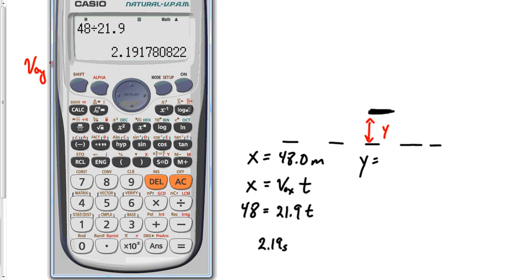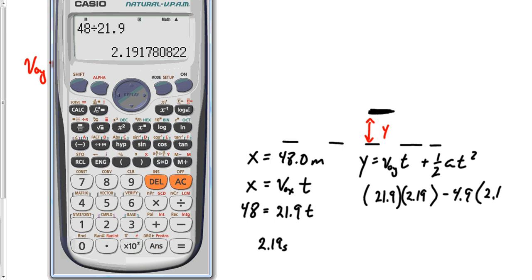How high? I'm just going to go straight for my second equation: VOYT plus 1/2 AT squared. This one's on our physics team stuff all the time. Let's see, 21.9 times 2.19. Half of negative 9.8 is negative 4.9, times 2.19 squared. We can plug that into a calculator.